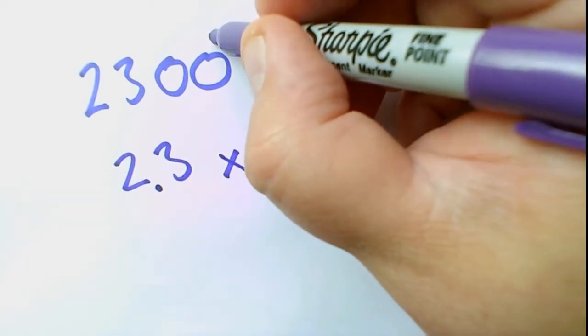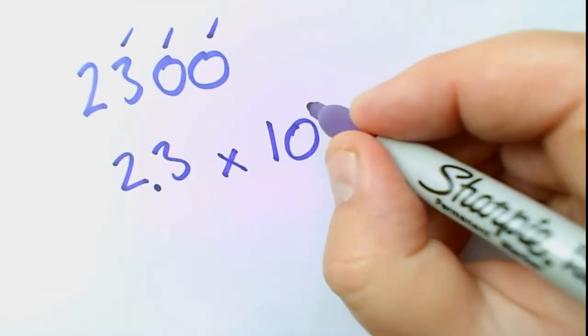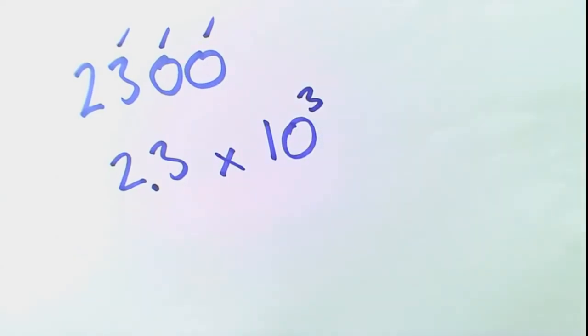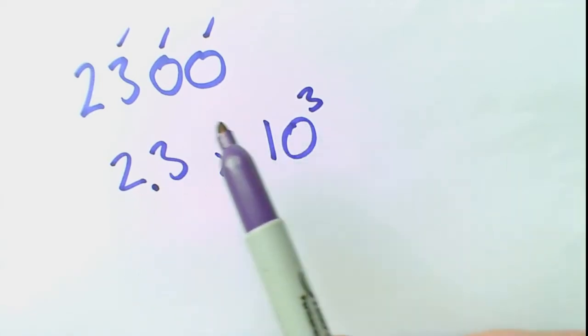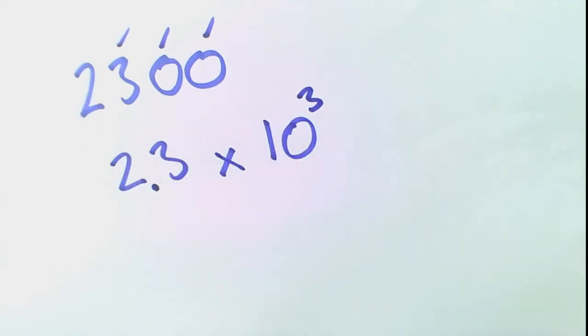And count these digits, 1, 2, 3. And there's your answer, 2.3 times 10 to the 3. That's saying 2.3 times 1,000. And 2.3 times 1,000 is 2,300. It all makes sense.